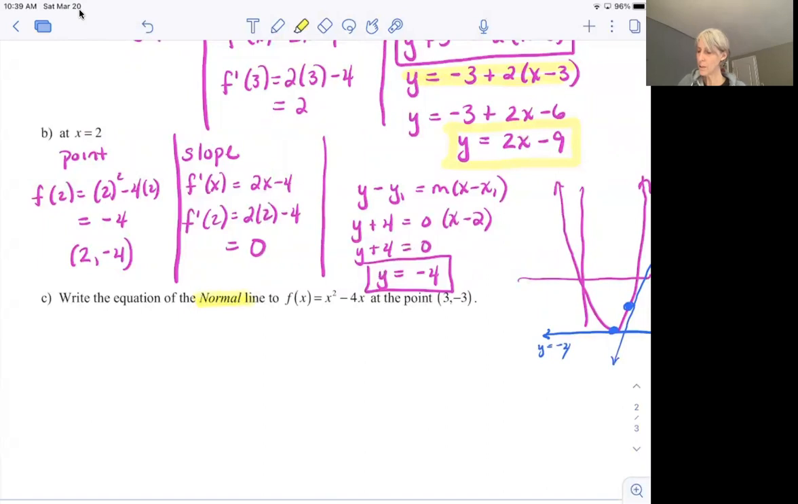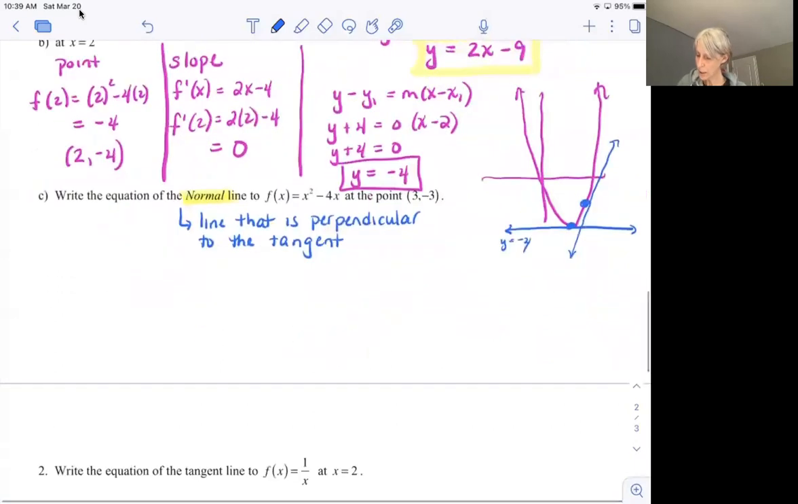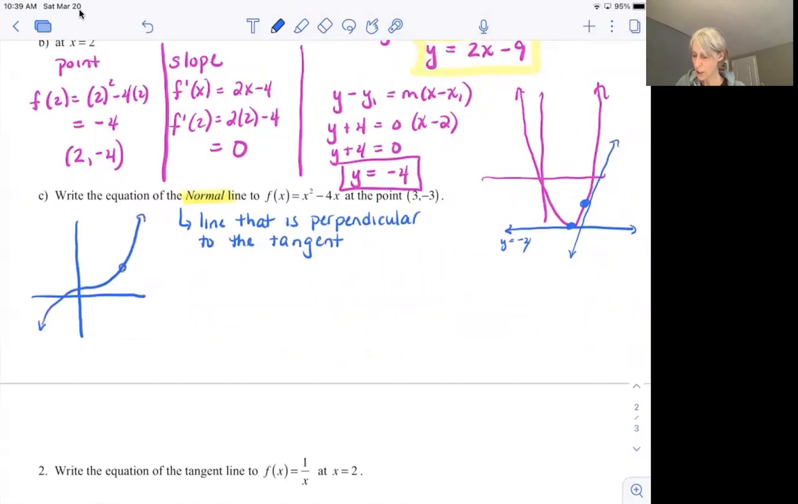Now the definition of a normal line is just a line that is perpendicular to the tangent line. It doesn't come up that often. I'm just introducing this concept. But if we're dealing with a general situation here, and this is your tangent line, the normal line, if you're asked to write it, is that one there.